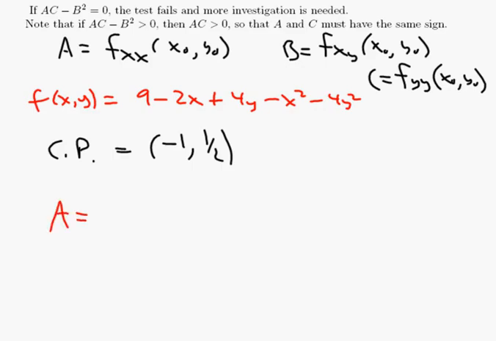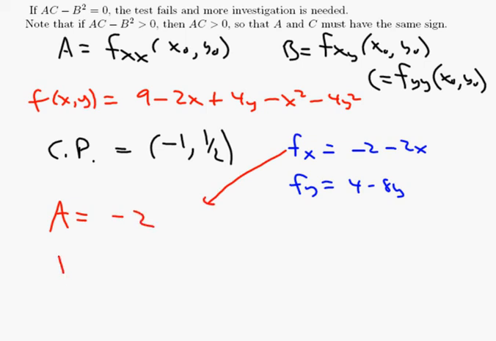So A is going to be the second partial derivative with respect to x. Now let's remember what the first ones were. F sub x equaled -2 minus 2x, and f sub y equaled 4 minus 8y. So A is going to be the derivative of that thing with respect to x, which would just be -2. B would be the derivative of this thing with respect to y, which would be 0. And then C would be the derivative of that thing with respect to y, which is -8.